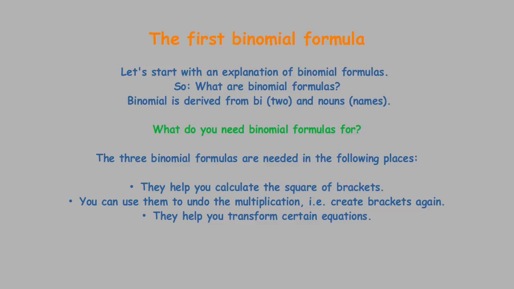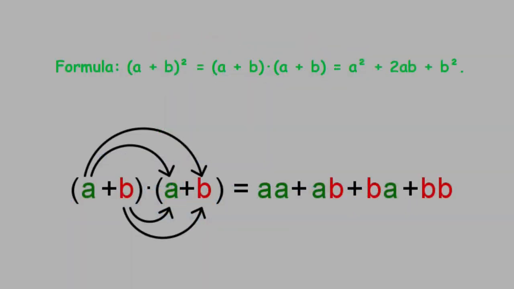What do you need binomial formulas for? The three binomial formulas are needed in the following places. They help you calculate the square of brackets. You can use them to undo the multiplication, i.e. create brackets again. They help you transform certain equations. (a + b)² = (a + b)(a + b) = a² + 2ab + b².